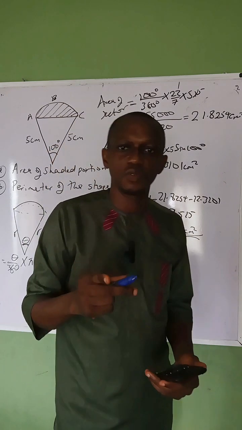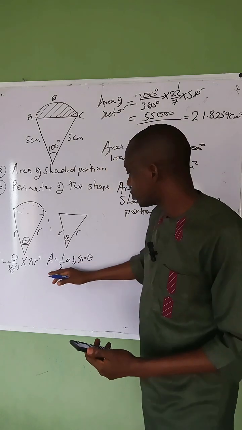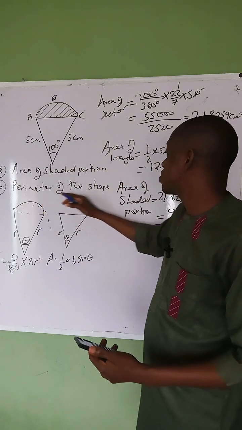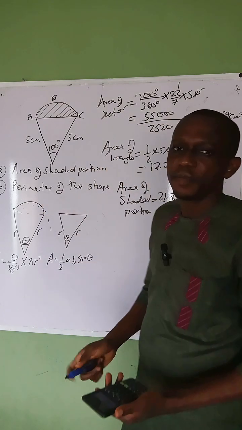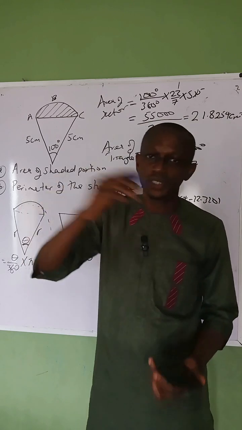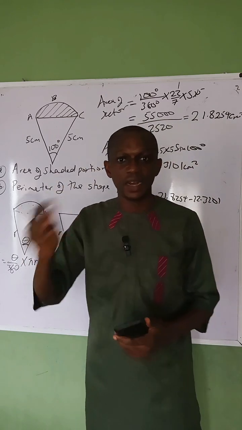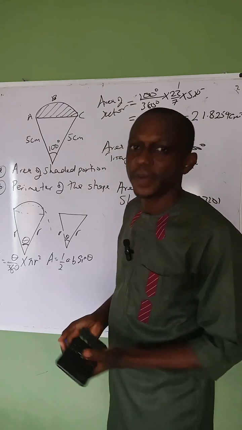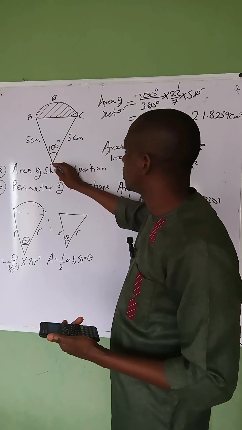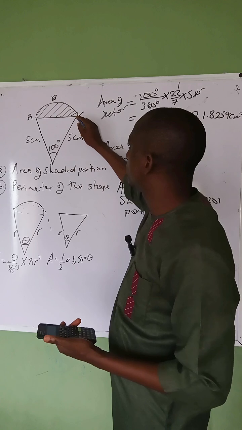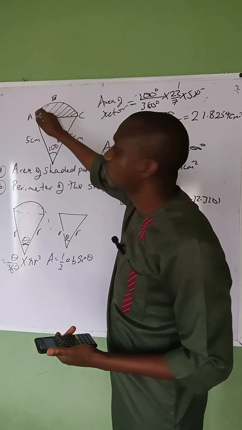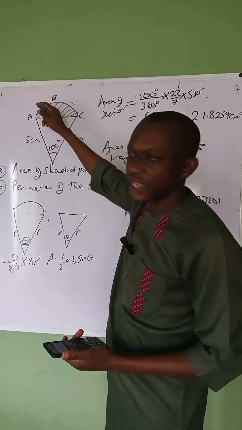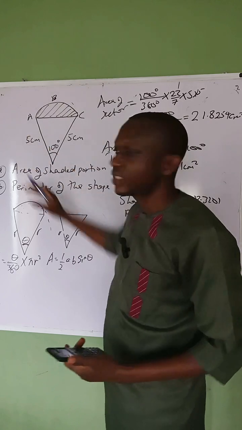So the next thing we have to do now is to find the perimeter of the shape. What do you mean by perimeter? Perimeter is the addition of the outside boundary, everything in the outside boundary, the addition. That's what we call perimeter. So for our perimeter, if we start here, for example, it will be 5 plus 5 plus this curved surface, which is an arc.